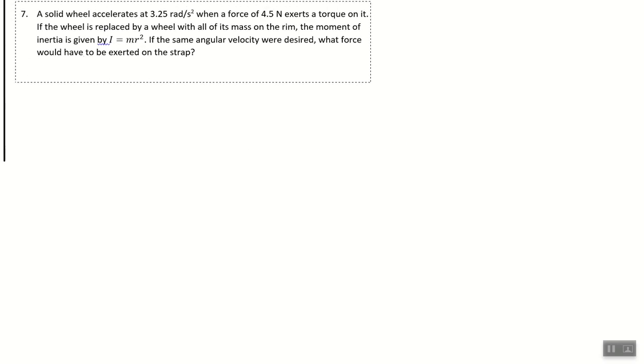We have a solid wheel. Do you think that's important, or did I just say that for fun? Why is this part important? The moment of inertia is less than mr squared. Cool. So we have a solid wheel. I'm good with that. We have a force that causes torque. We replace it with a wheel with all the mass on the outside, so that's like a ring, if I've ever seen one. If the same angular velocity were desired, what force would we need?